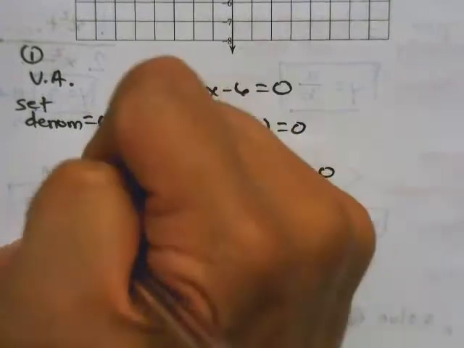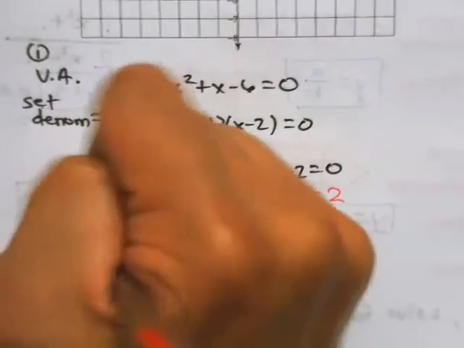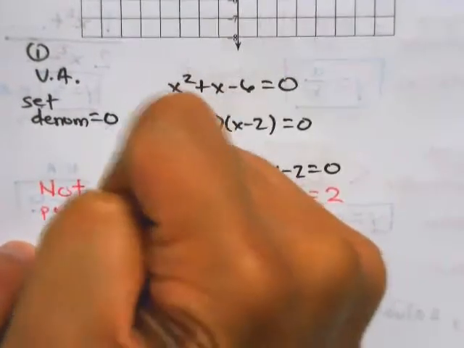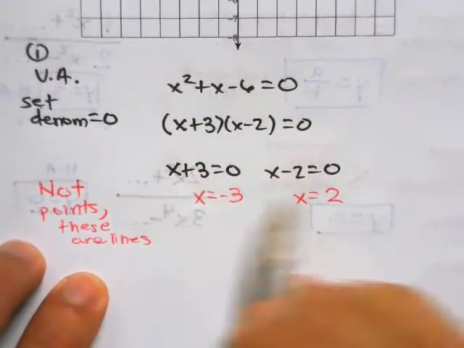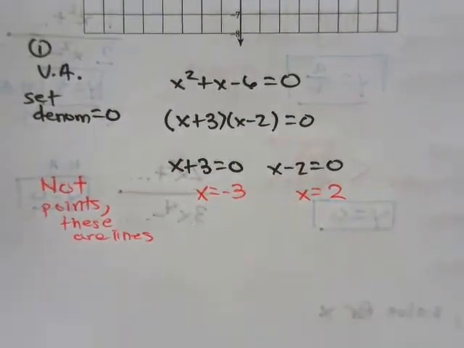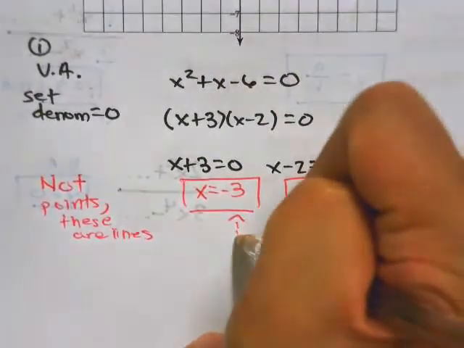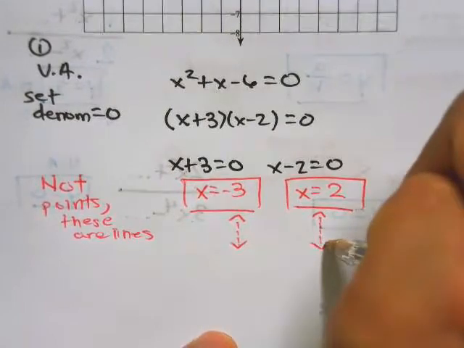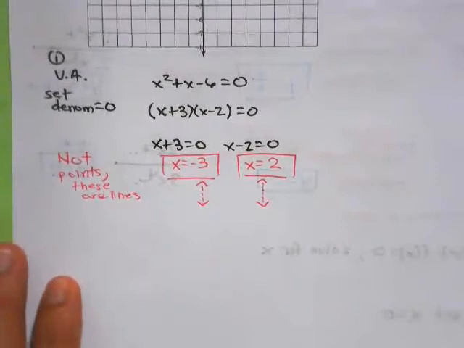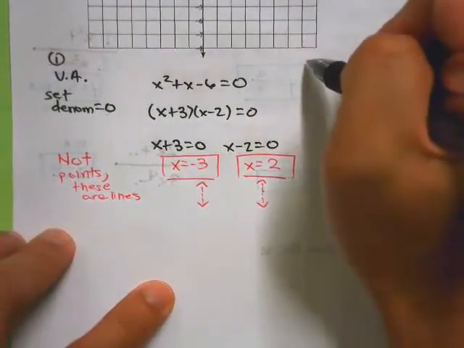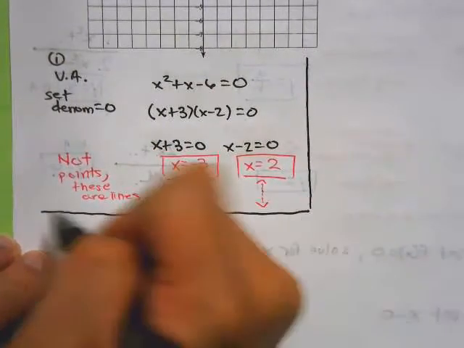Okay, I want to put in a note over here. These are not points. These are lines. Some people are going to go -3, 0 or 2, 0. No. These are lines, vertical asymptotes, that go like that. We can draw that in a little bit. I like to make borders, so I'll just make a border over here. We are done with step 1.